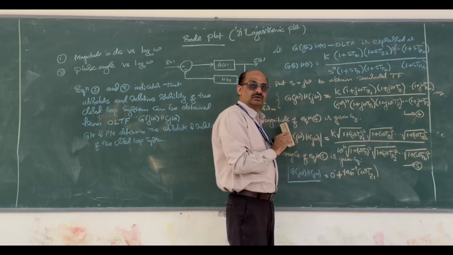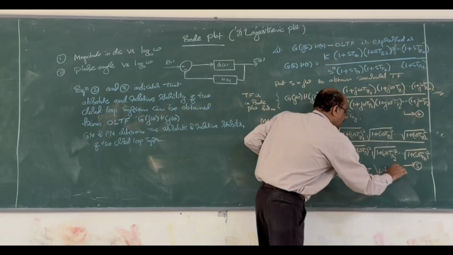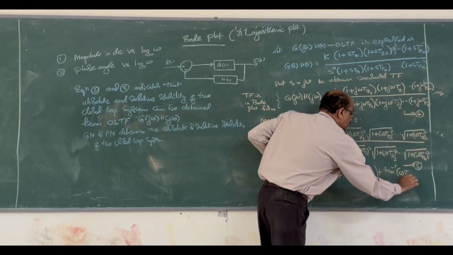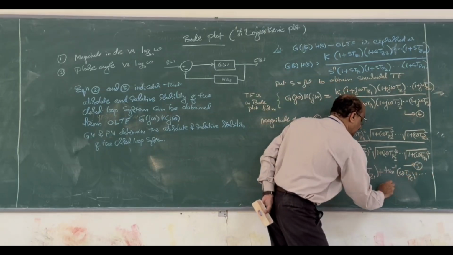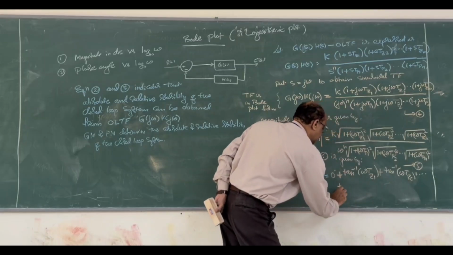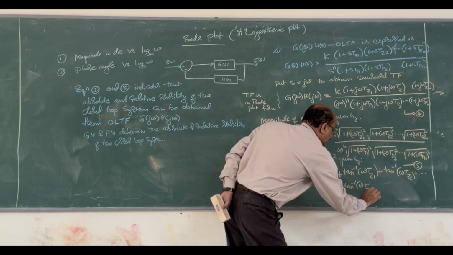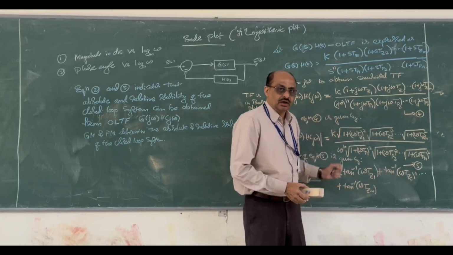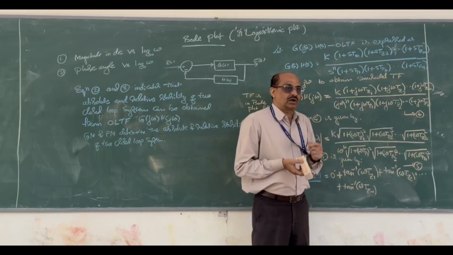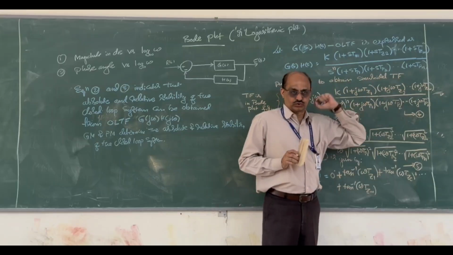Very simple to write now. Plus tan inverse of omega T z2, plus so on, tan inverse of omega T zm. Okay, collect the angles. So it is an addition of the angle contributions due to each factor of the zeros.